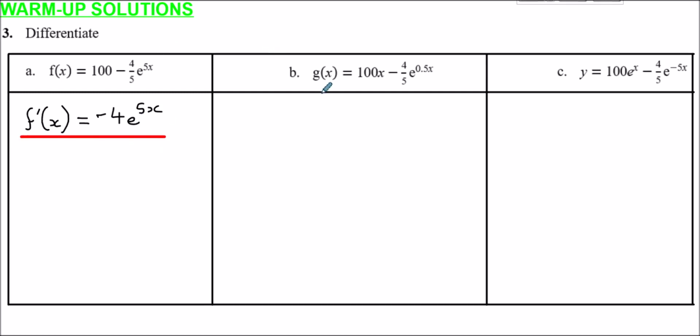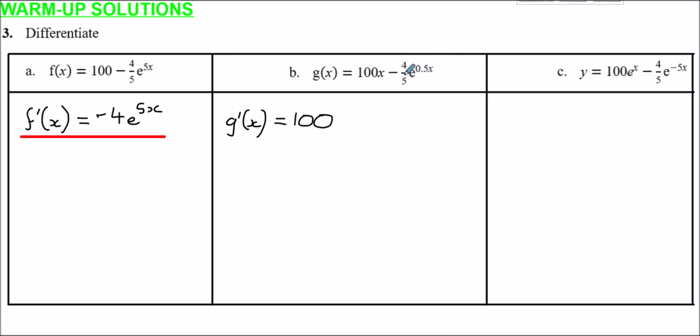We now have g of x to differentiate, so let's work out g dashed of x. 100x, the 100x just becomes 100. Remember when we differentiate just single powers of x, the x vanishes and just leaves any coefficient before it. And this one, in the same way as here, the coefficient of the x in the power drops down to the front and multiplies the coefficient at the front.